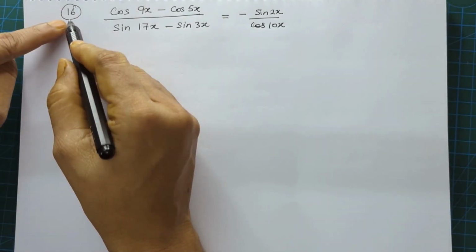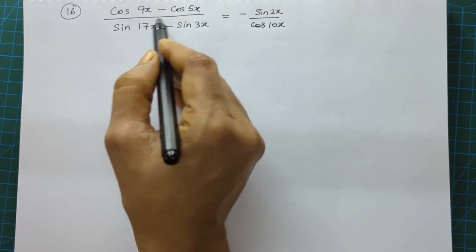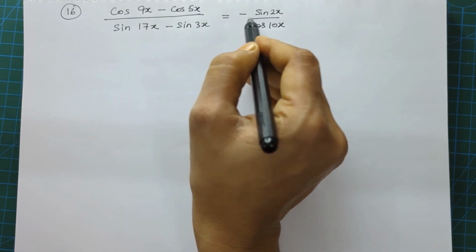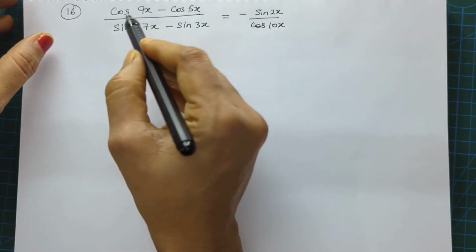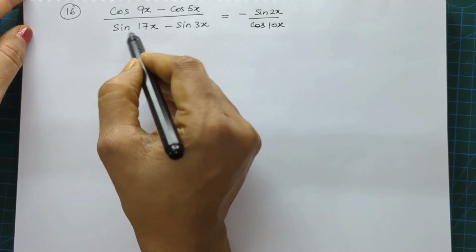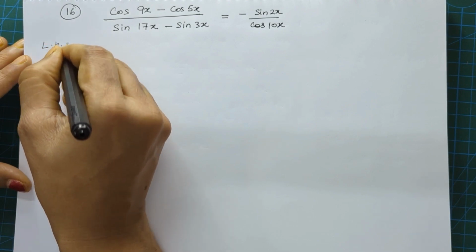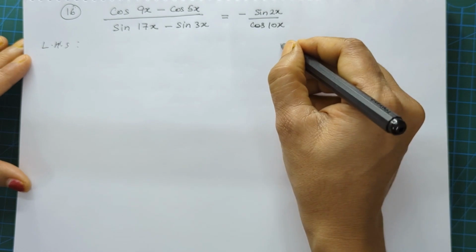Now coming to 16th question, we have to prove that cos 9x minus cos 5x divided by sin 17x minus sin 3x is negative of sin 2x by cos 10x. This is a simple direct application of the identity cos c minus cos d and sin c minus sin d. We will begin from left hand side, but before writing the left hand side terms, I will write the identities which we are going to use.